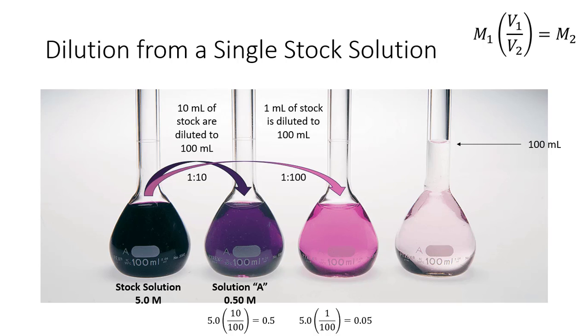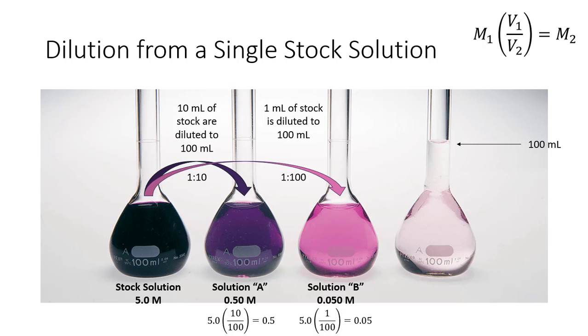So see how else that changes it. My V1 now is no longer 10. It's how much of my stock did I pull out. I pulled out 1 milliliter and then I diluted that to 100. So I still end up with the same concentration. It's just how I got there is different because what I did in the lab was different.